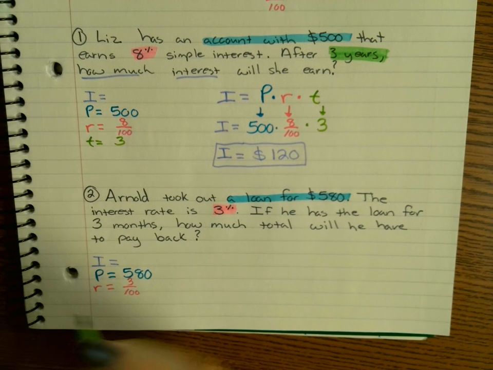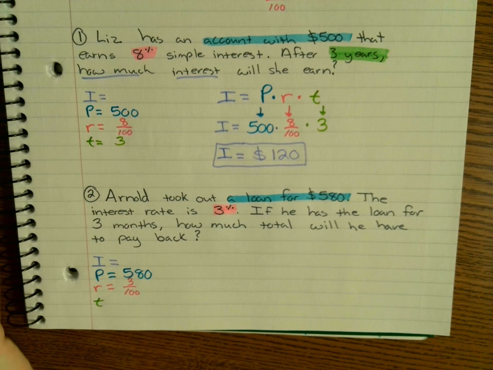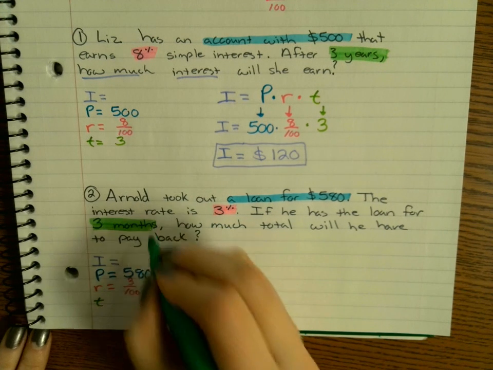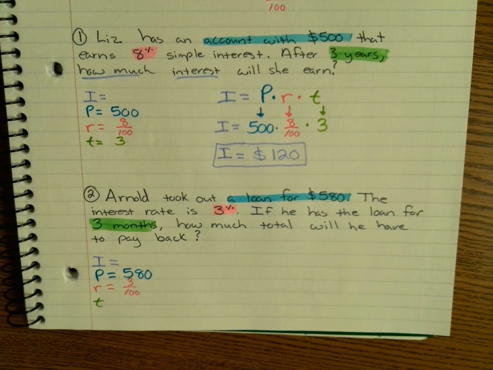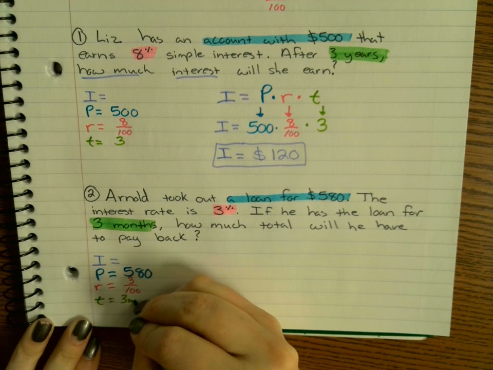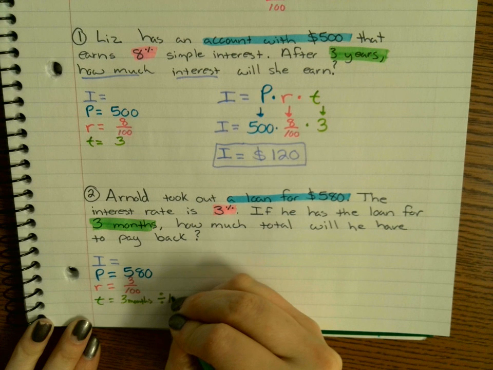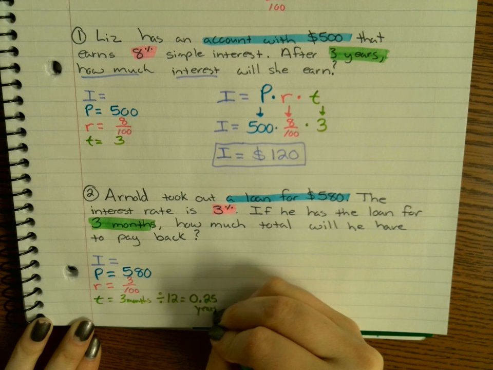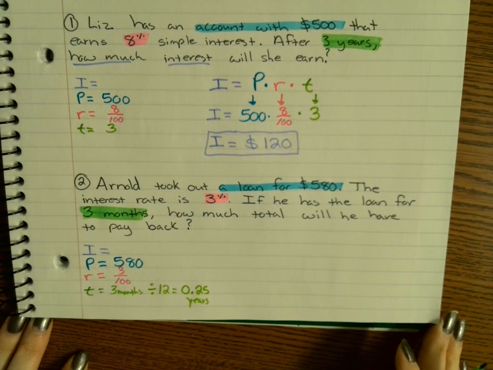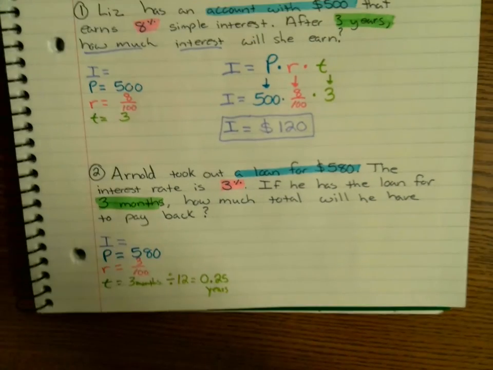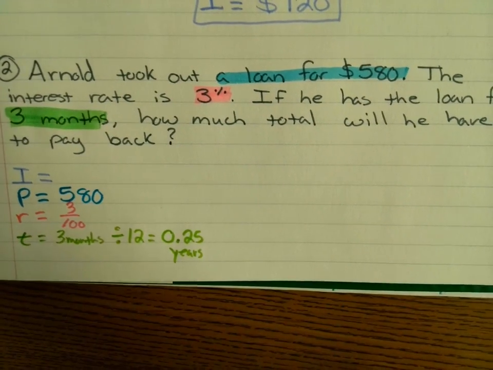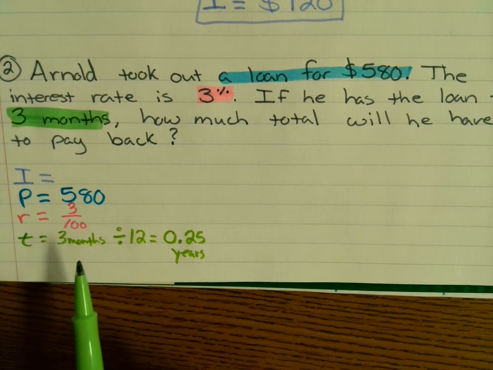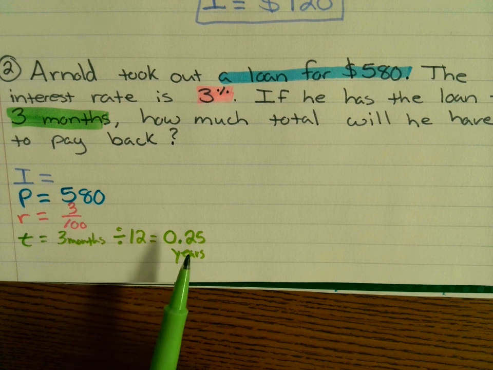That's the rate. The time, T, has to be in years. Is this years? No, this is months. So what did we have to do again? What did I say? Divide it by 12. So we're going to take 3 months and divide it by 12. And that's going to come out to 0.25 years. Okay, let me zoom into that so you guys can see it easier. Whenever they give you months, you take the months and you divide it by 12, and that'll give you years.